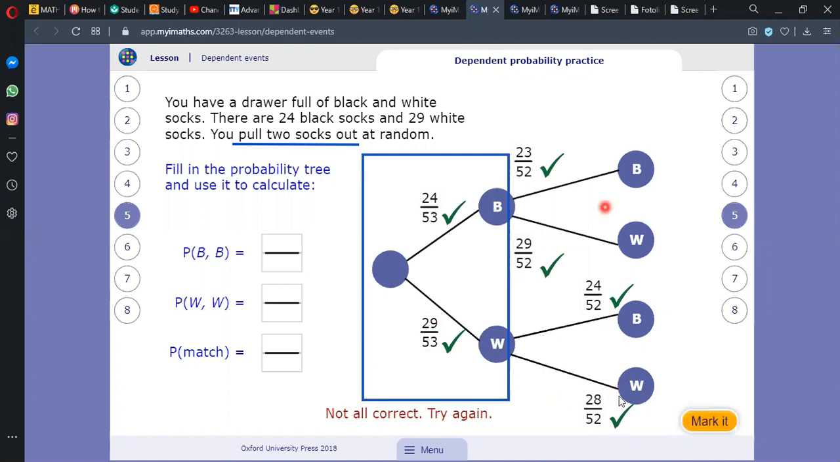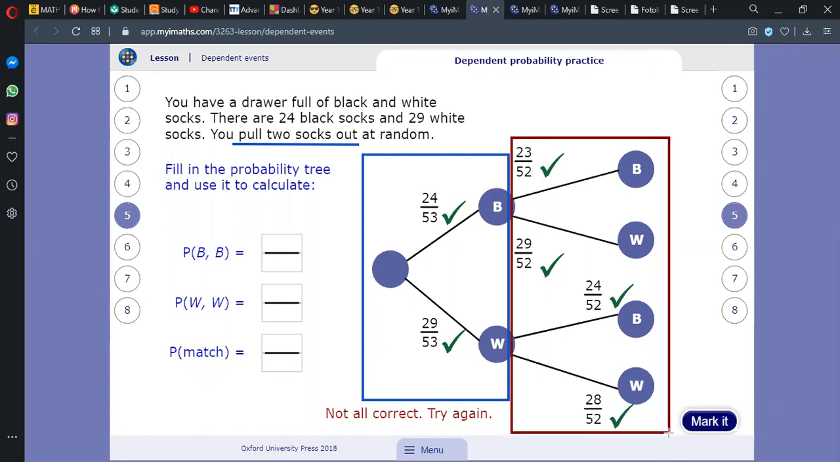Okay, I see where the not all correct is coming from. We still have more to do. That's why I said not all correct. So let's come back here now. The probability of blue and blue. Of course, we have to follow. Okay, so let me box this out too. This one right here. Just to show for the second trial. So this is first trial, second trial.